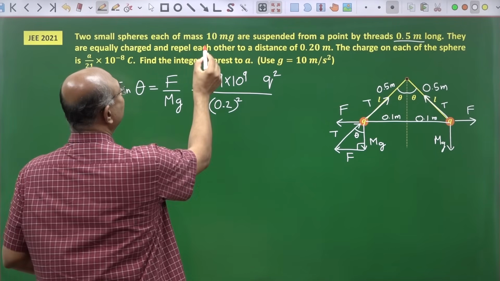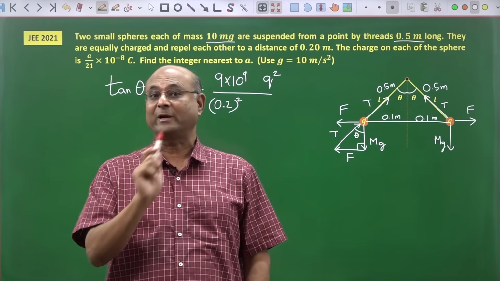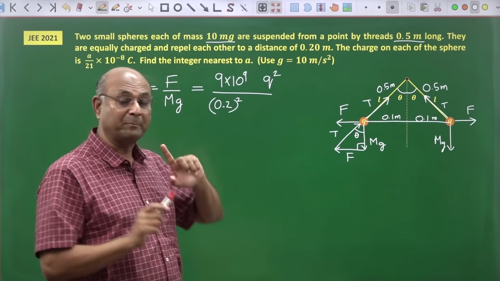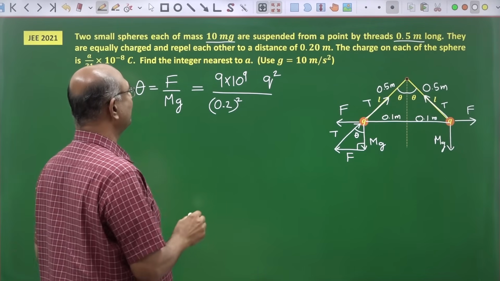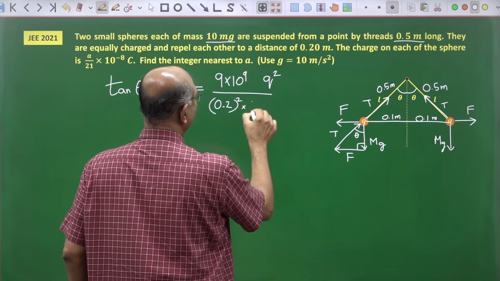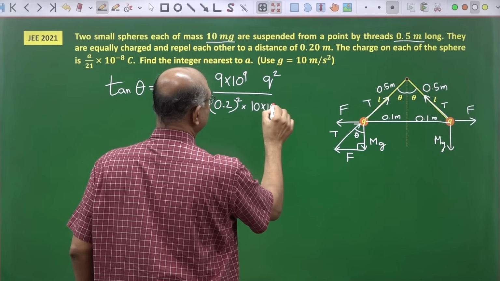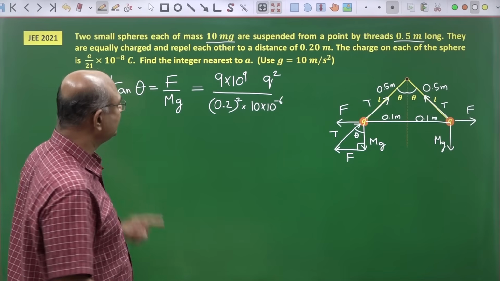What is M? M is 10 milligrams. Milligrams to kilograms. Remember, kilogram is a unit, not gram. So it is 10 into 10 power minus 6. A lot of people will write 10 into 10 power minus 3. Be careful with it. So the next step, mass M is 10 into 10 power minus 6 kg. Always use SI units. Into G. G is 10.